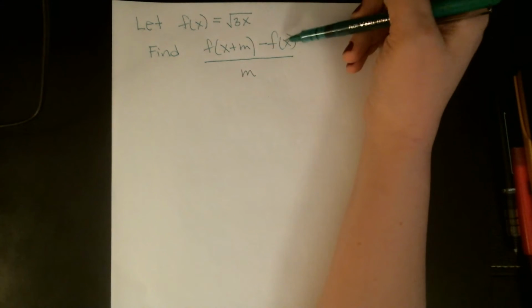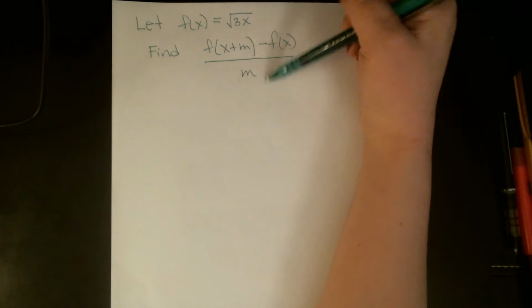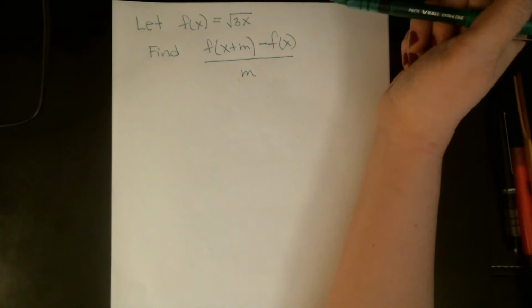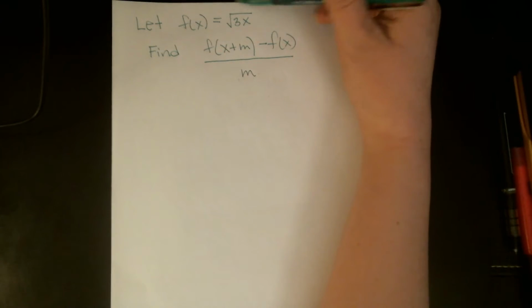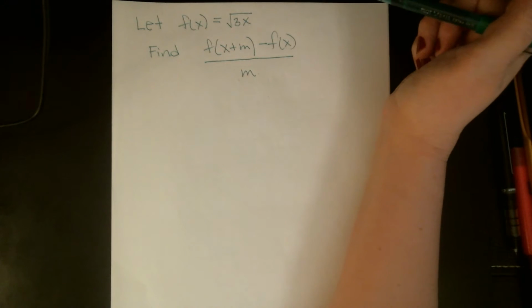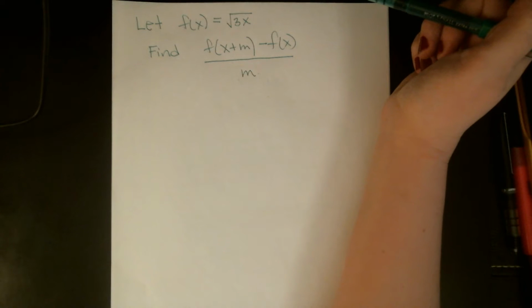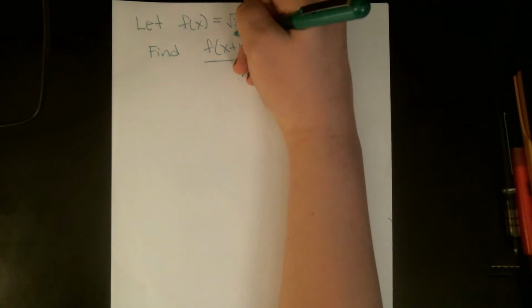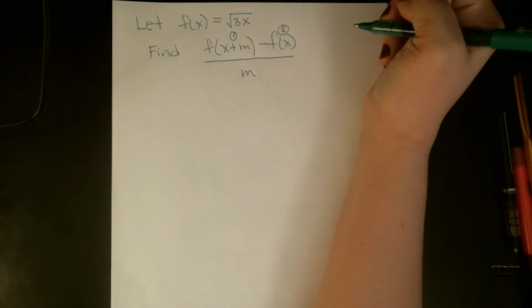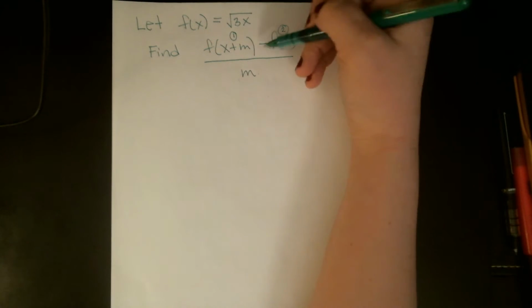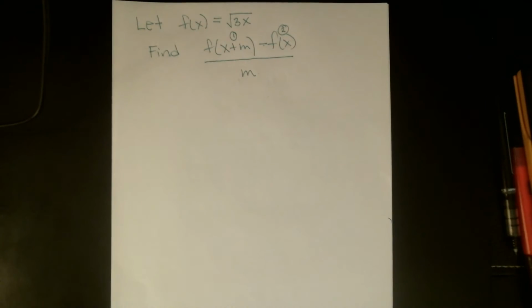An x plus m minus an x would give me an m. So the change in x is in fact m, which means when we do this division, we're getting a slope or an average rate of change. Average rate of change here because this is not linear. Okay, so the first steps of this hopefully should make sense. It's just using function notation. So I have two different inputs to give to my function. I'm supposed to then take the outputs that I get, subtract, and divide by m.